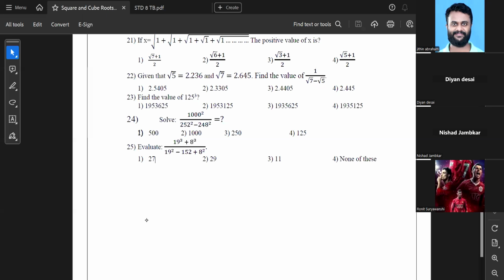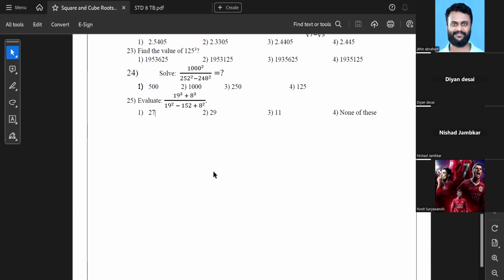Okay. So, as we were discussing, only one problem is left in this particular sheet. That is sum number 23. Here it is, sum number 23. Find the value of 125 cube.